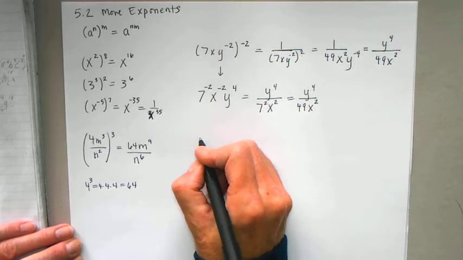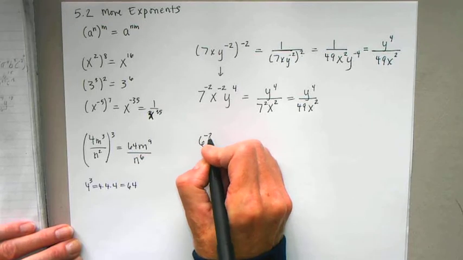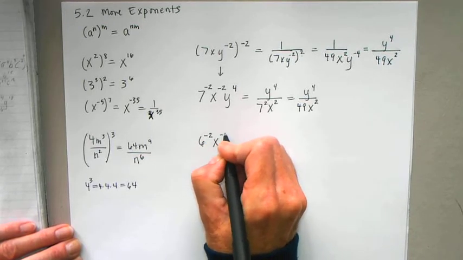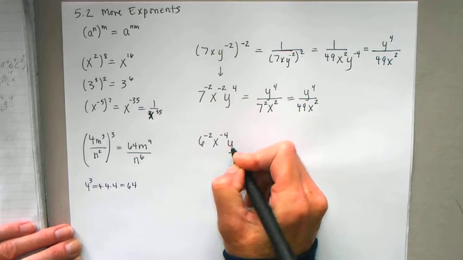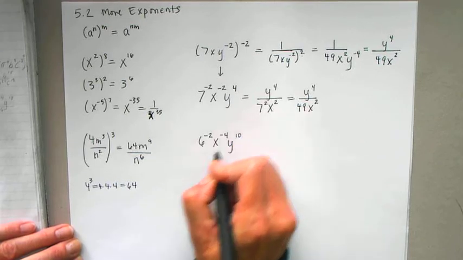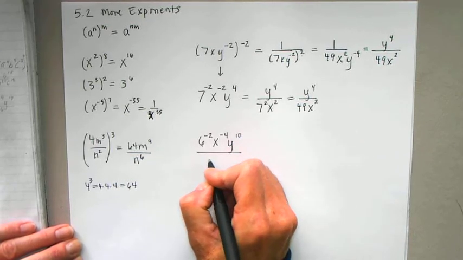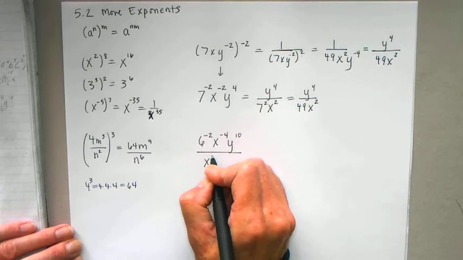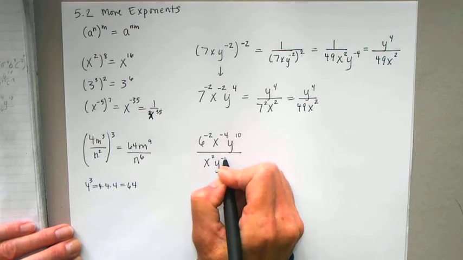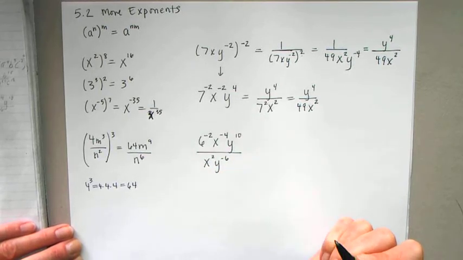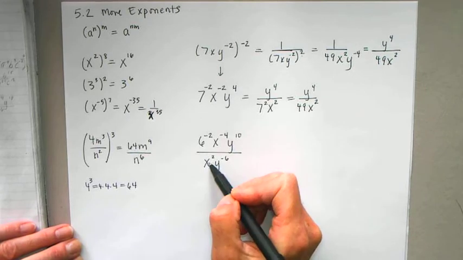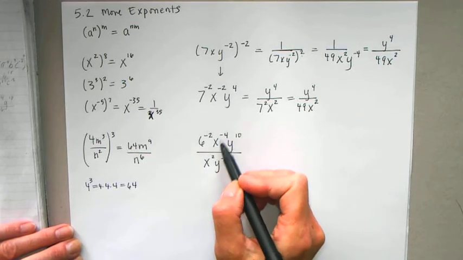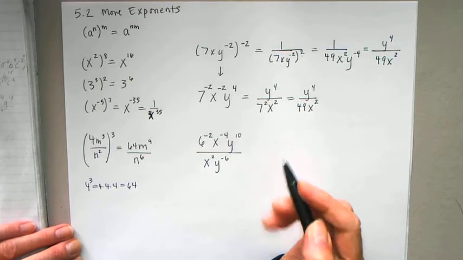What about this one? 6 to the negative 2 times x to the negative 4 times y to the 10th all over x to the positive 2 times y to the negative 6. So again, lots of routes. You could do that, or you could start by the division, which means you would subtract. So we can do it both ways.